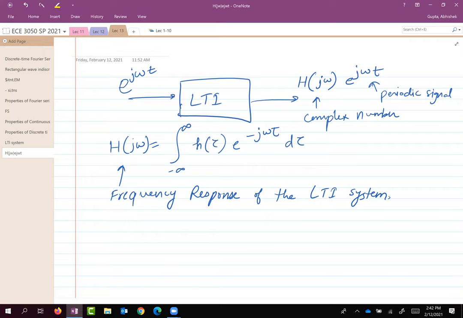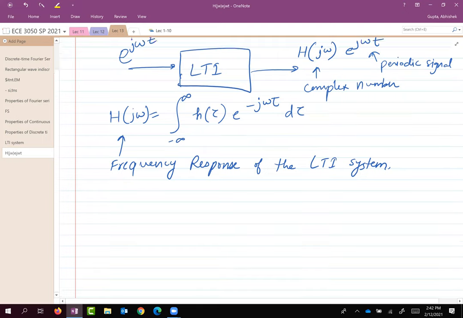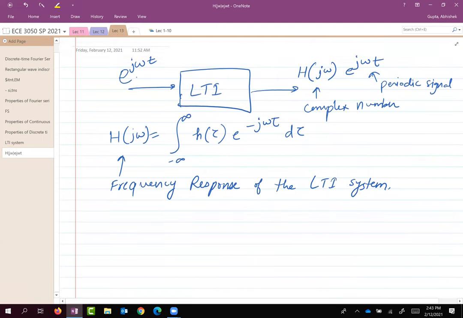The only difference between the transfer function and frequency response is that in the transfer function, H is a function of s, which is an arbitrary complex number, whereas in the frequency response, H is a function of j omega, which is a very specific complex number. It's the imaginary axis on the complex plane. So that's the only difference. Other than that, there is virtually no difference. The frequency response is a specific case of the transfer function where you replace s with j omega. So for a periodic input, you get a periodic output.